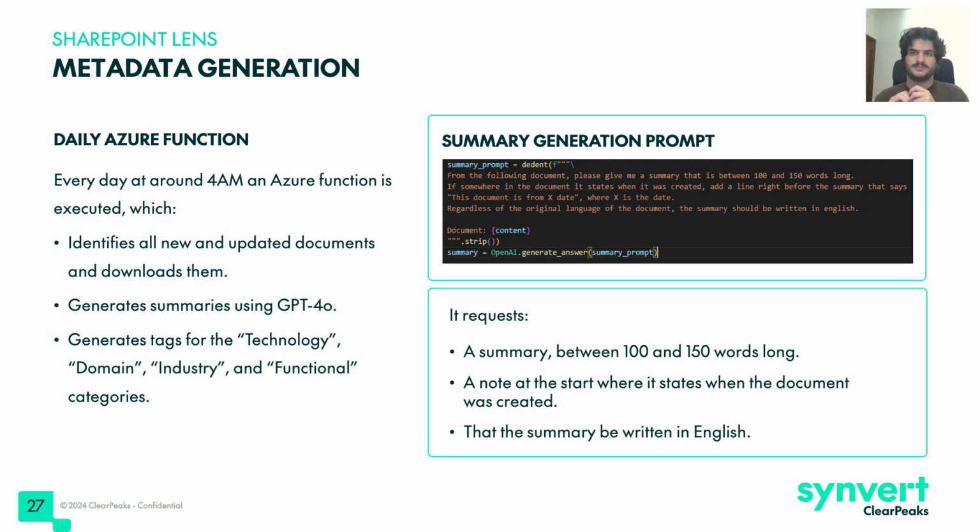The summary part is very simple. It's just we ask GPT-4o for a summary that's between 100 and 150 words long. We also ask it to add a timestamp at the beginning of the summary. So if in the document somewhere it mentions when the document was created, it gets added as a timestamp at the start. And then it also asks for the summary to be in English. This is, for example, if a document is in German, because we have German companies at Simbert, the summary is in English nevertheless.